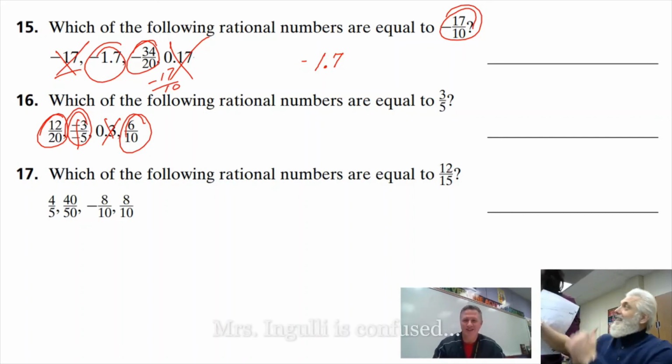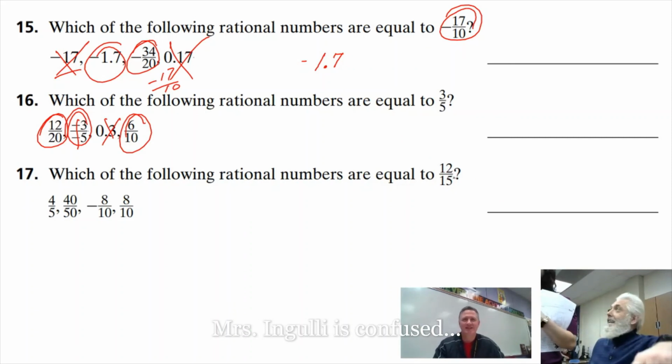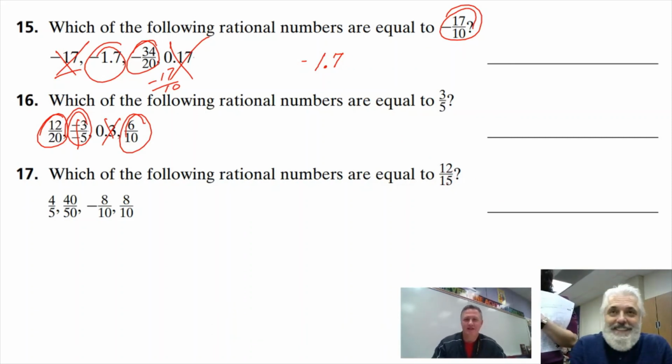12/15. They can divide by 3, so it's 4/5. It simplifies to 4/5, right? How about 40/50ths? Is that the same as 4/5? Yes. How about 8 tenths? Divided by 2 is 4/5. Yes. Okay, how about negative 8 tenths? Is that the same as positive 8 tenths? No, that's a silly question.